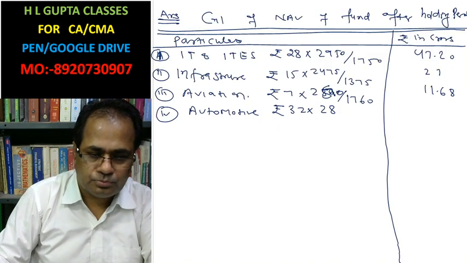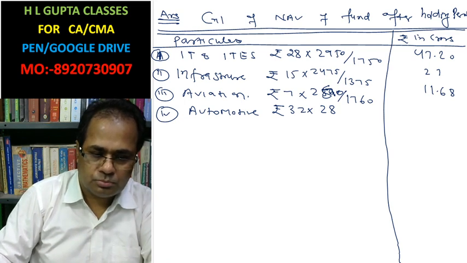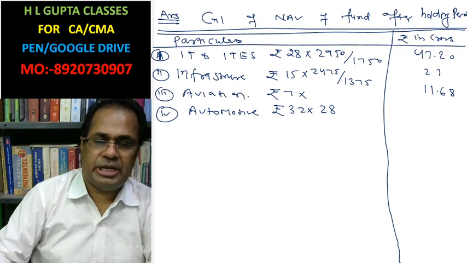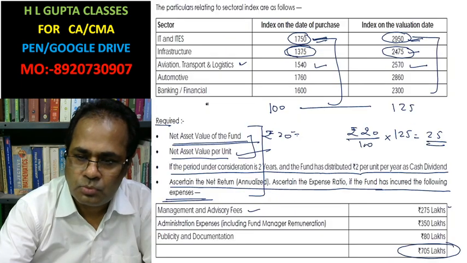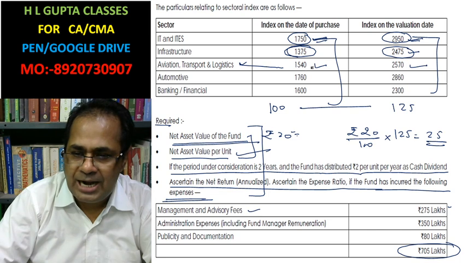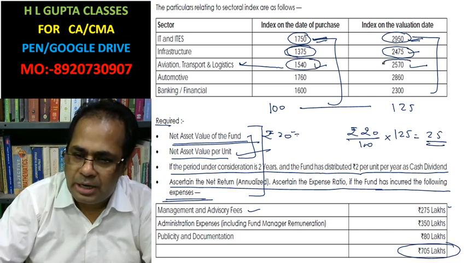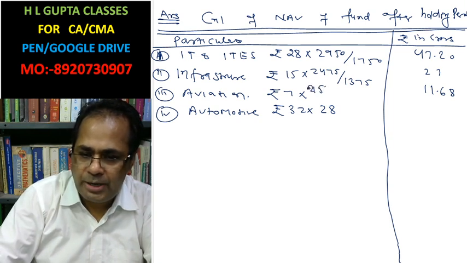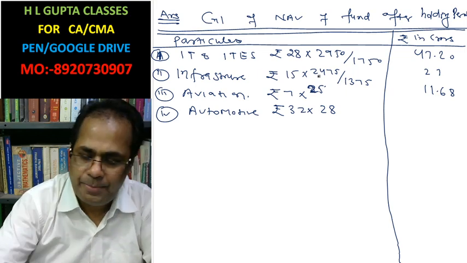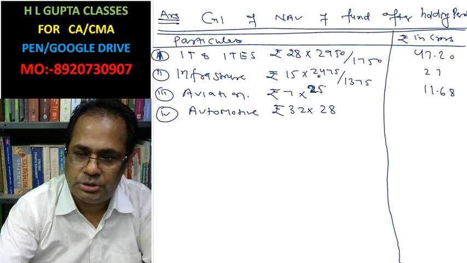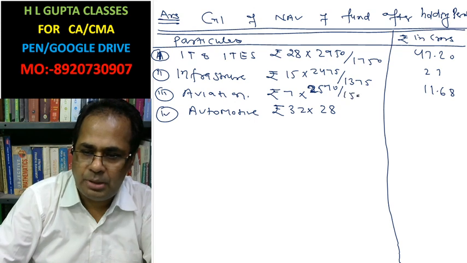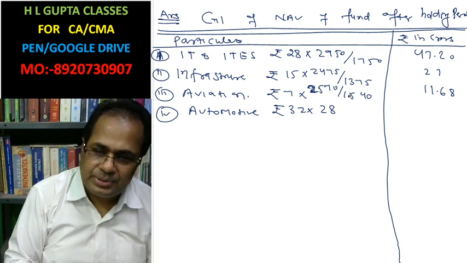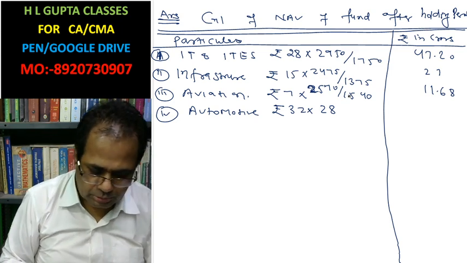Aviation, please look at here. What is aviation? Look at it. Aviation, transport and logistic. At the time of investment 1540. Now it is 2570. Now 7 into 2570 divided by 1540. This is 11.68.